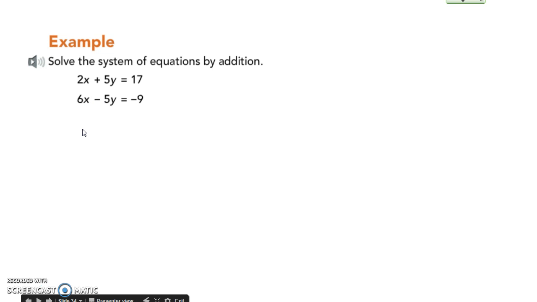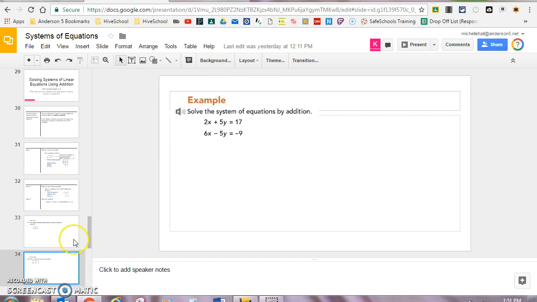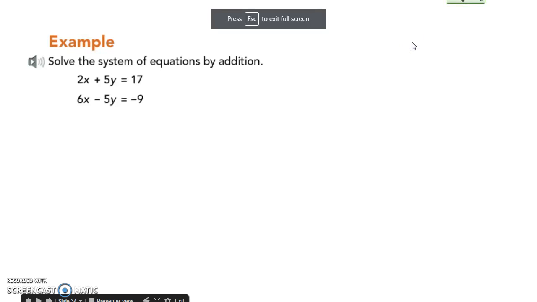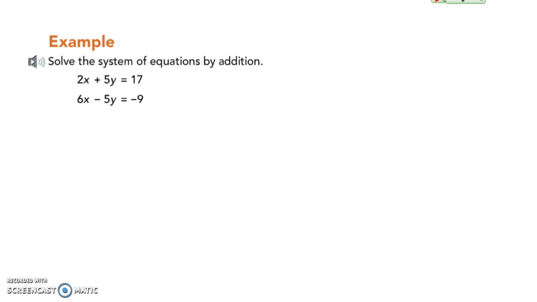Solve the system of equations by addition. Now, looking at this system of equations, I see that the x's, no, but the y's, aha, I have additive inverses there. So when I add the second equation and the first equation together, I get 2x plus 6x is 8x.